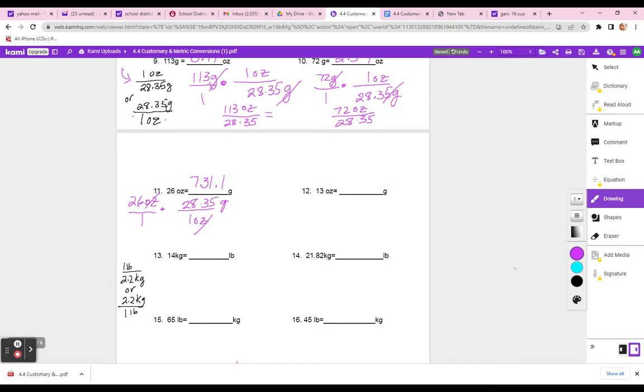All right, again, pause the video and work some of these problems and come back and check. 13 ounces. We want the ounces on the bottom, so 1 ounce is 28.35 grams. Ounces divide out, so that means you have to multiply 13 times 28.35, and we're going to get approximately 368.55 grams.